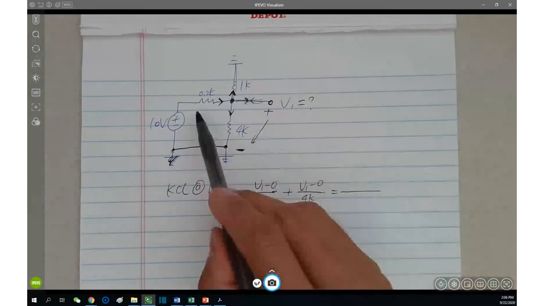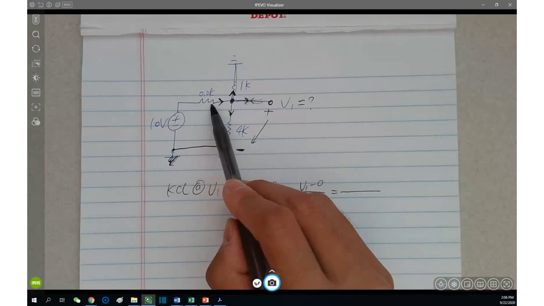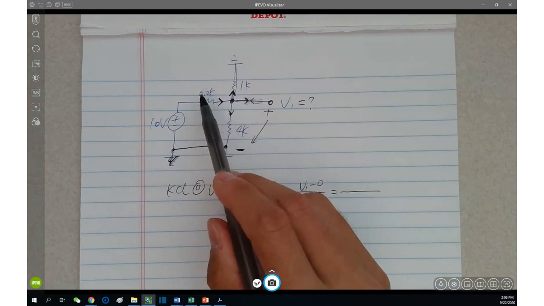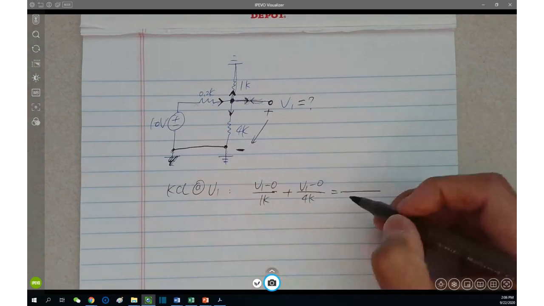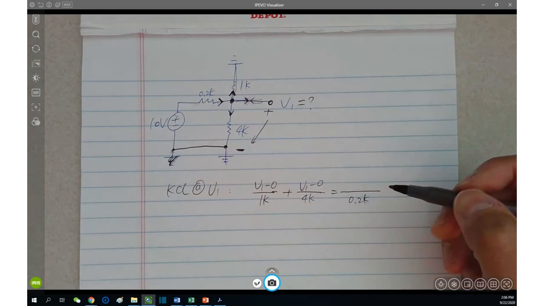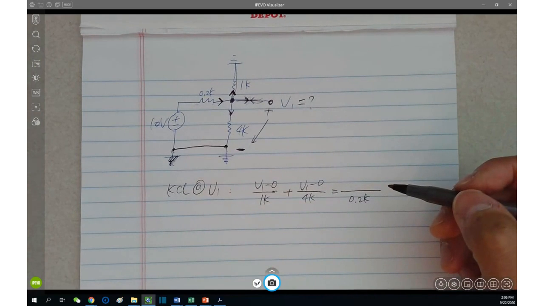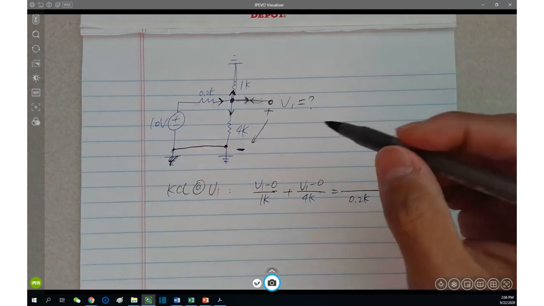Equals the current that goes through the 0.2 kilo ohm. The current through the 0.2 kilo ohm equals the voltage across the 0.2 kilo ohm divided by 0.2 kilo ohm, right? Who is the voltage across the 0.2 kilo ohm?